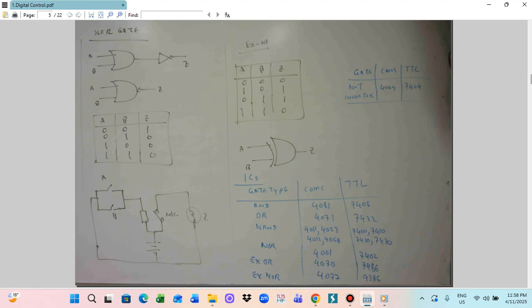So A, B, and Z truth table: A 0, B 0, Z 0; 0, 1, 1; 1, 0, 1; and 1, 1 will be 0. For the OR gate A 1, B 1, Z is 1, but for the XOR gate A 1, B 1, Z is 0. So we can draw the XOR gate diagram like this. So this is A, this is B, this is Z.